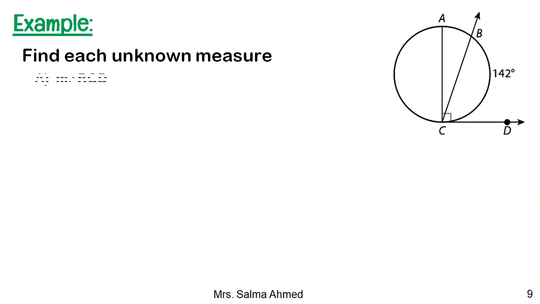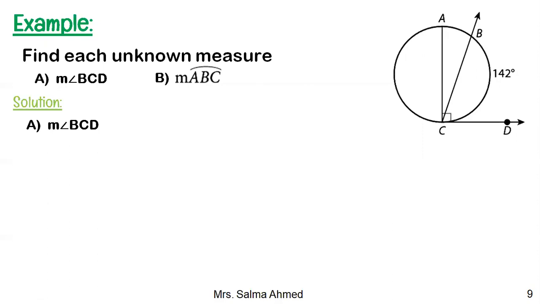I need to find the following measures. I need to find the measure of angle BCD, and I need to find the measure of arc ABC. So here I need to find this angle BCD, which is this acute angle, and I need to find the arc ABC. Okay, let's start with the measure of angle BCD.